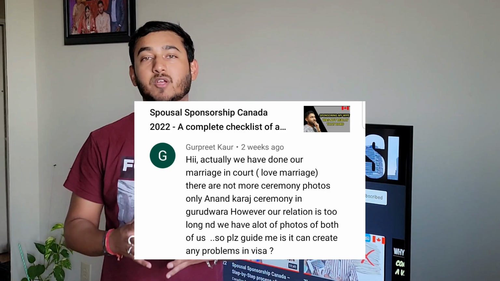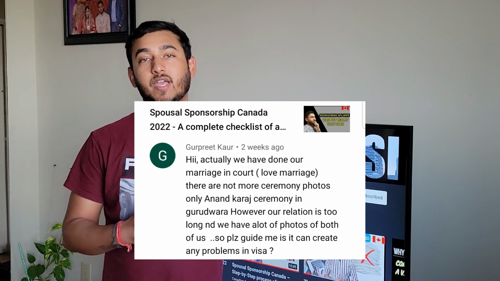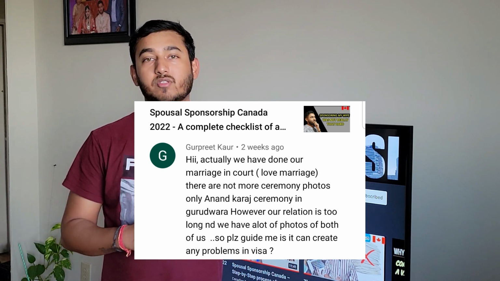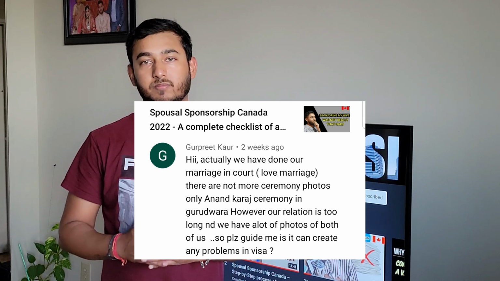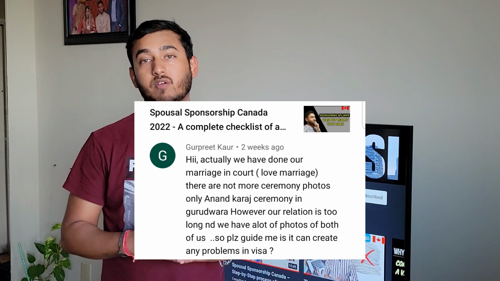Now the next question asked by Gurpreet is, hi, actually we have done our marriage in court and there are not many ceremony photos, only a particular ceremony in Gurdwara temple. However, our relation is too long and we have a lot of photos of both of us. So Gurpreet needs guidance if it could create any problems in their application.